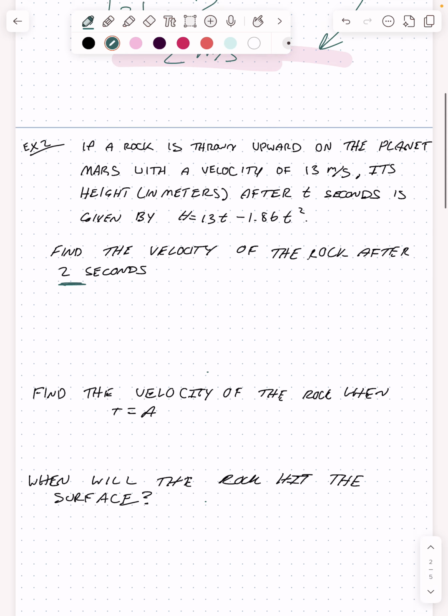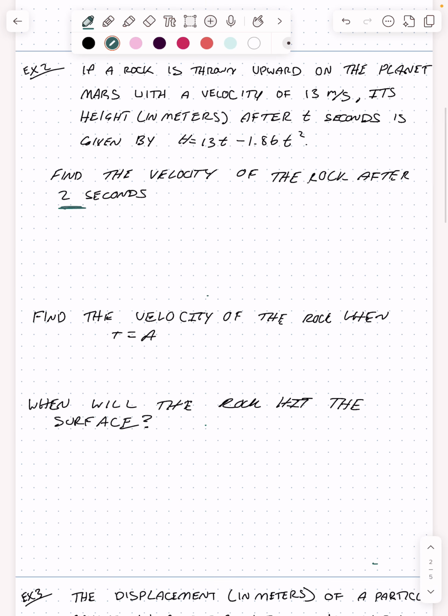All right, now we're going to move on to the next problem. This one's different than the last one. It's going to require a little bit more thinking. So it says if a rock is thrown upward on the planet Mars with a velocity of 13 meters per second, its height in meters after t seconds is given by h equals 13t minus 1.86t squared. All right, so nothing like a hypothetical question that will never apply to you, right? All right, so let's get started on this.